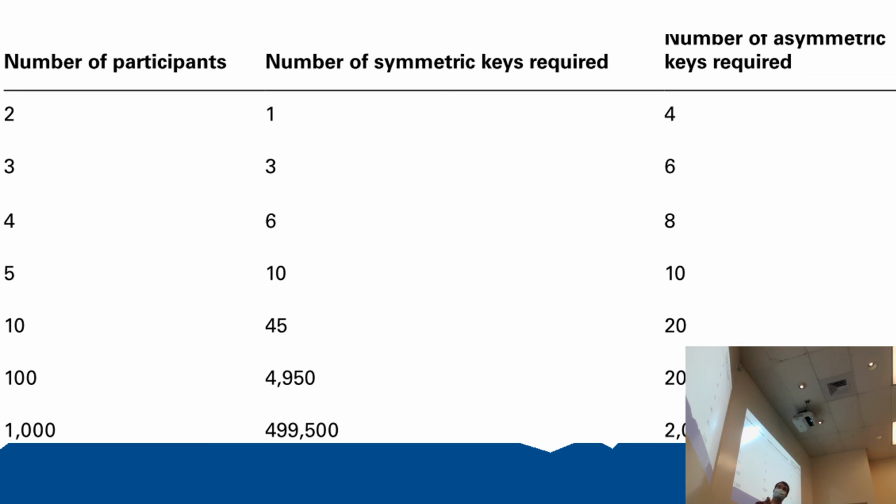So as you move up here, you have 3. Person 1 and person 2 share a private key, and then person 2 and person 3 would share a private key, and person 1 and person 3 would share a private key, which has a total of 3.